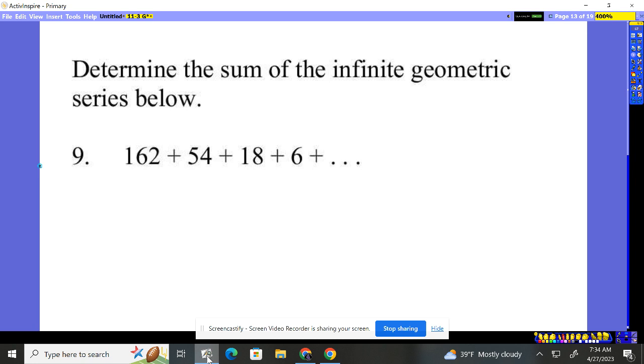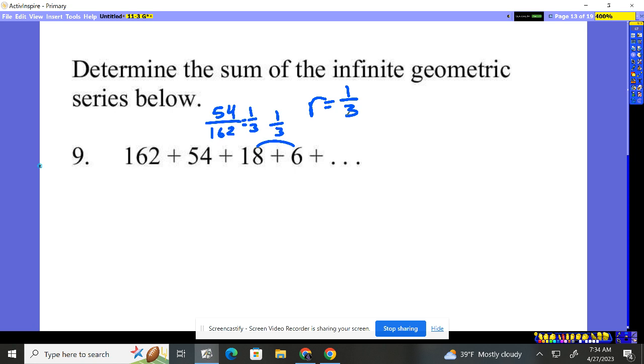I sort of can see it pretty quickly. 18 to 6, I can see it's a third. But if I'm not sure, I can take any previous term. I can take 54. I usually take the second term divided by the first term. Grab your calculator. You're going to see that's a third. So you're multiplying by a third. So the common ratio in this case, or the rate of change, what it's going to be multiplied by, is a third. You're going down by a third every time.